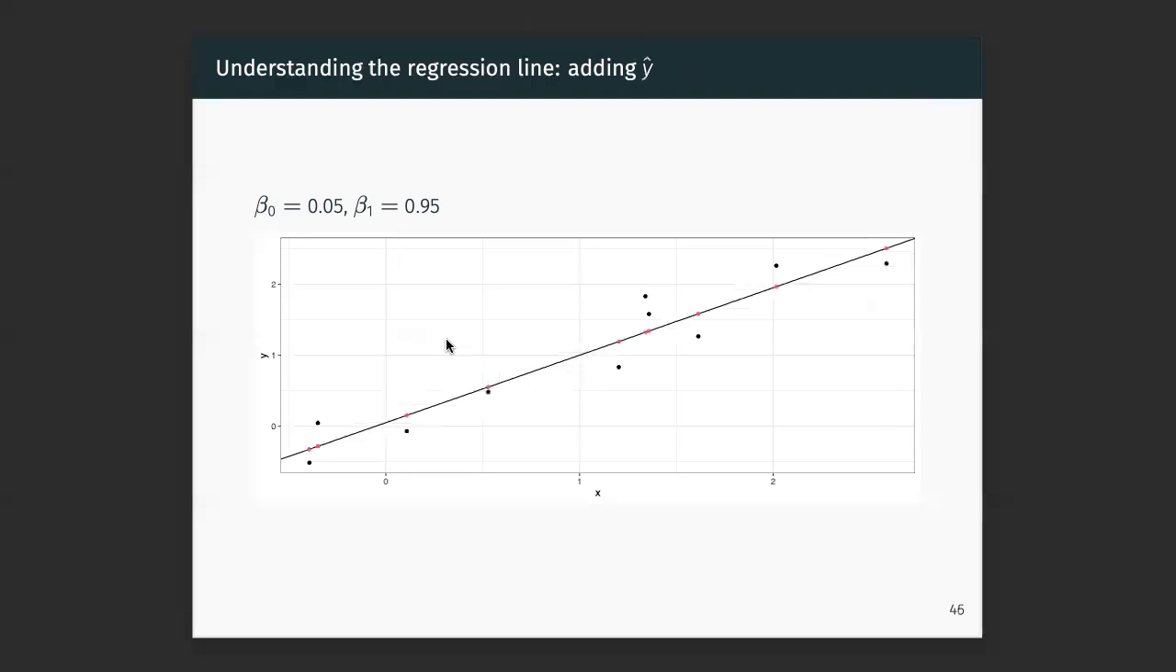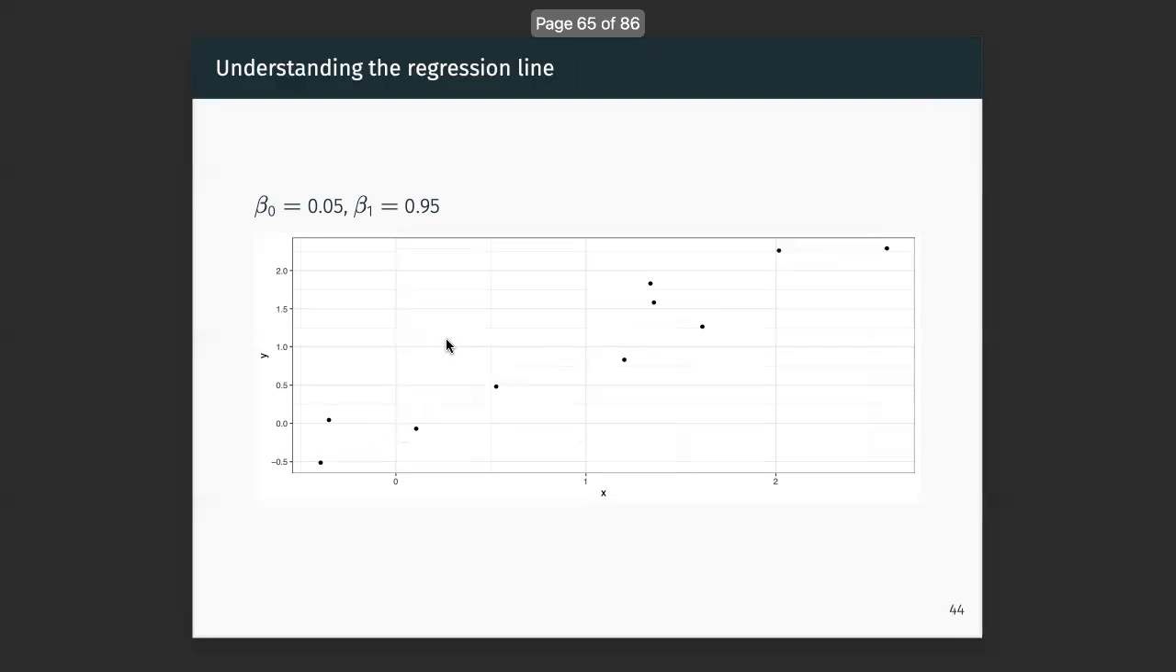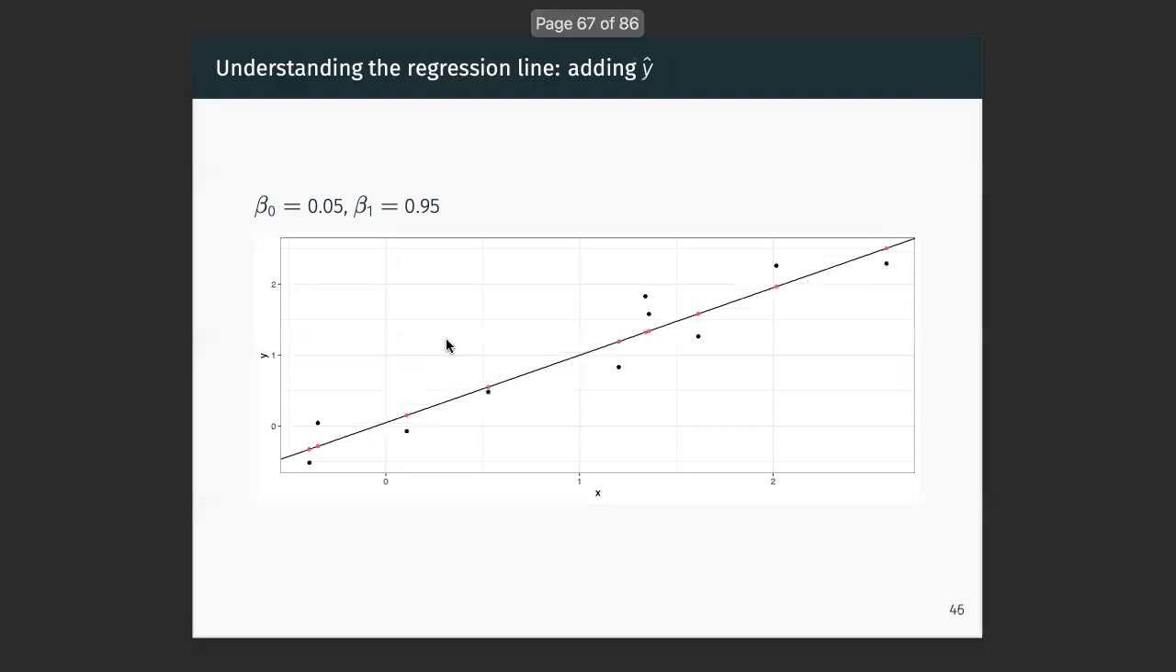So let's add y hat to this regression line. So here's our regression line, right? Just trust me that that's the regression line for now. That's the best fit line. These red dots are y hat.